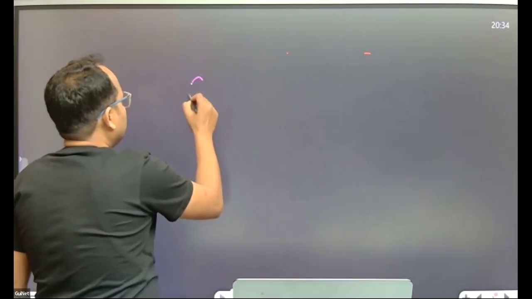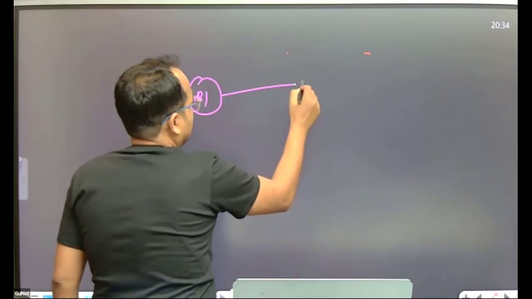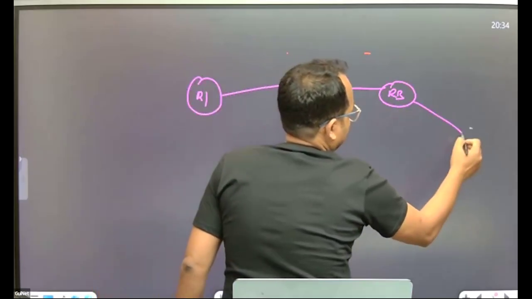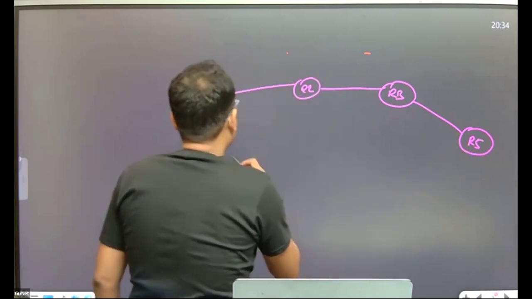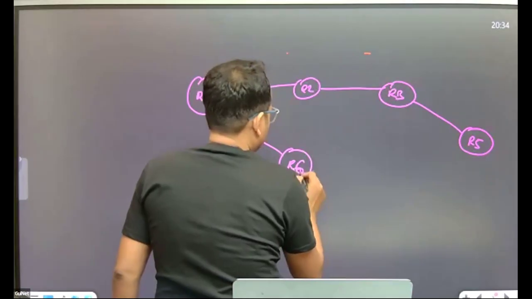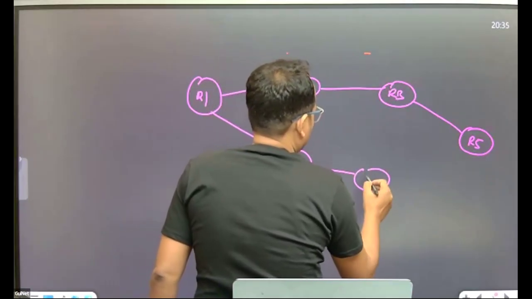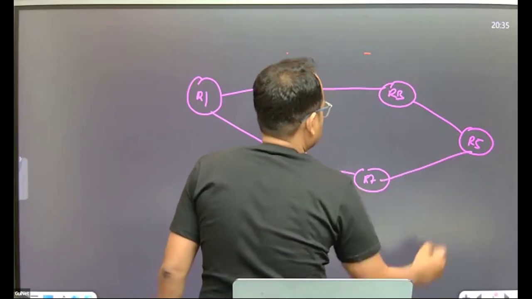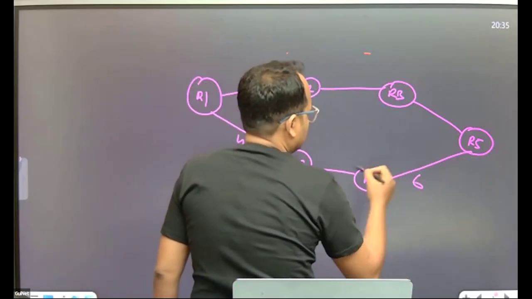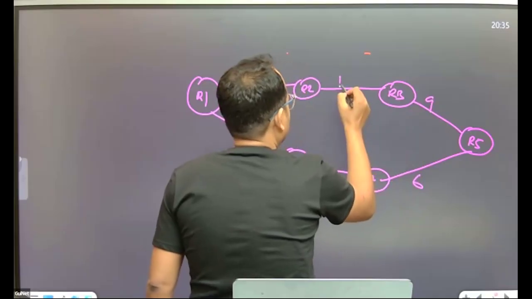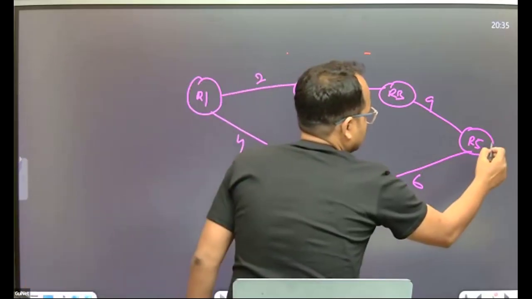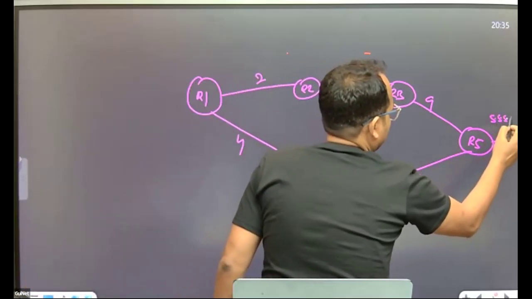So now let me tell again. R1 is there, R2 is there, and again R3 is going to be there. Again my R5 is going to be connected here. This is going to be again my R6 and R7, and this is connected here. Now this is going to be 4, 2, 6. This is going to be 9, 10, and 2. Now you guys tell me, for this subnet, this is the 5.5.5.5.